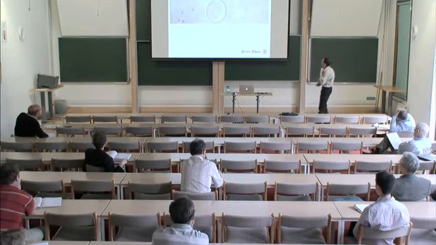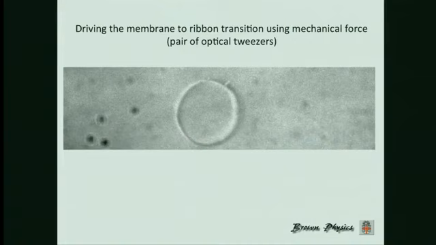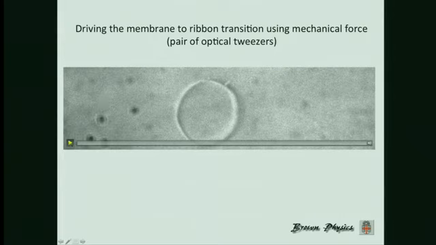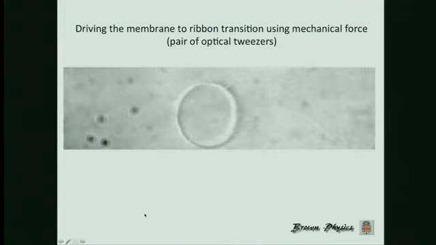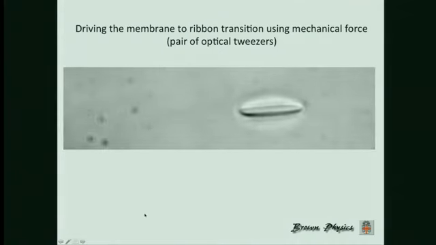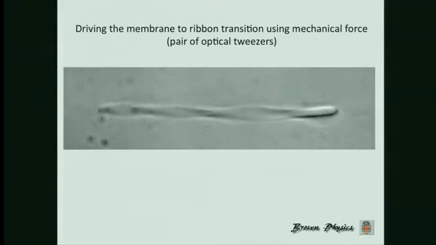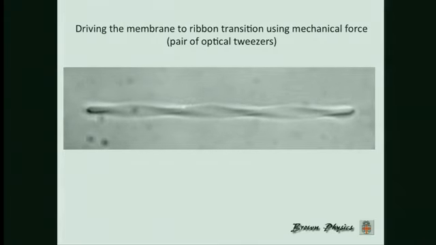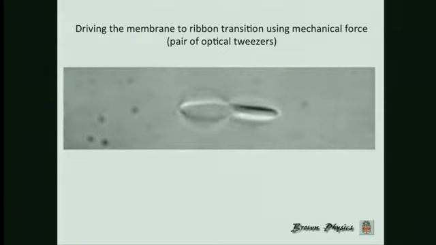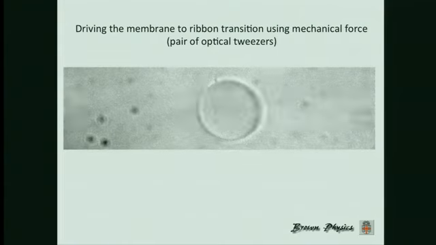Okay, now let me show you more cool experimental stuff. As I said, the experiments are the real star here. So here's what happens if you take a disk, grab it with a pair of optical tweezers, and start pulling. You pull, and then suddenly you reach some threshold where the thing will form a ribbon, and I think in the movie, you then let it go, and it snaps back. So, very, very cool stuff.